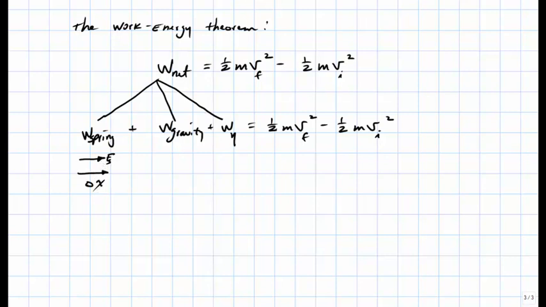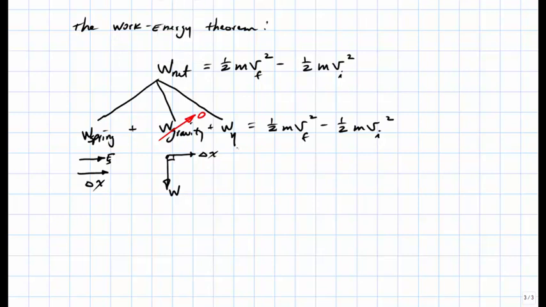The work done by gravity is a result of the force of gravity, which of course is the weight, and the weight is directed downward. The displacement is directed towards the right, and the two of them form a 90-degree angle, and therefore the work done by gravity is 0 because the cosine of 90, as we've discussed earlier, equals 0.